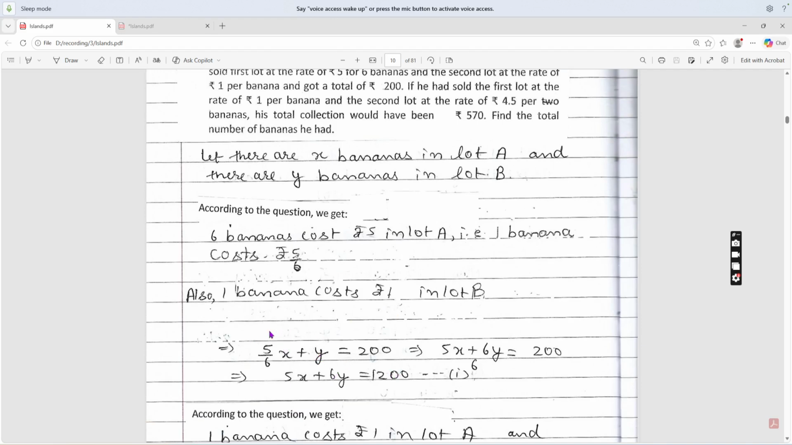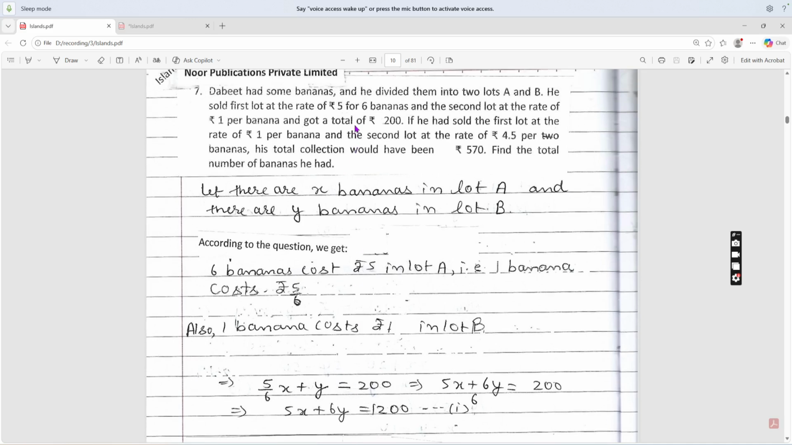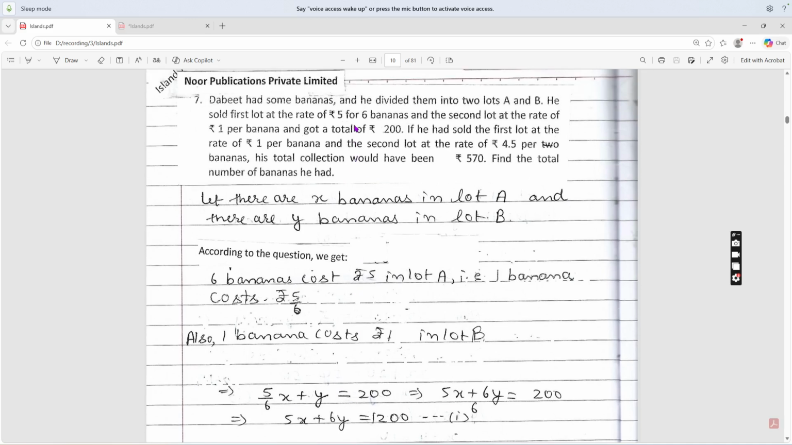And now we are going to add both of these two to get the total revenue, that is given 200 rupees, which is mentioned here. So again we can see this language. He sold first lot at the rate of rupee 5 for 6 banana. It means one banana will cost him 5 by 6 and the total number of banana in lot A is x. So total selling price would be x into 5 by 6 or 5x by 6 plus, and the second lot at the rate of rupee 1 per banana.